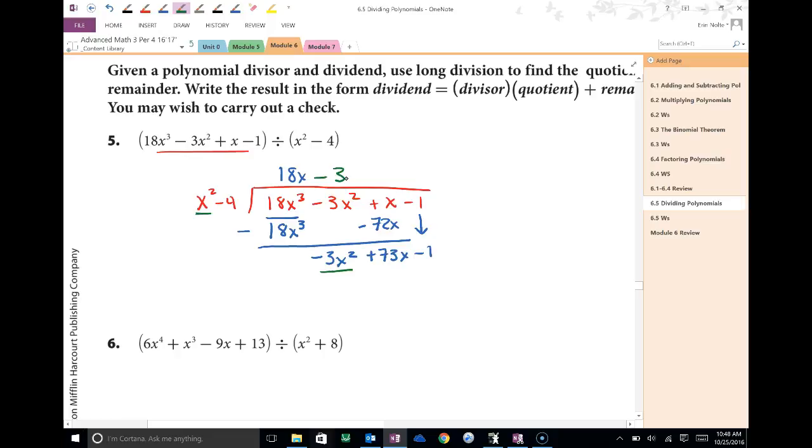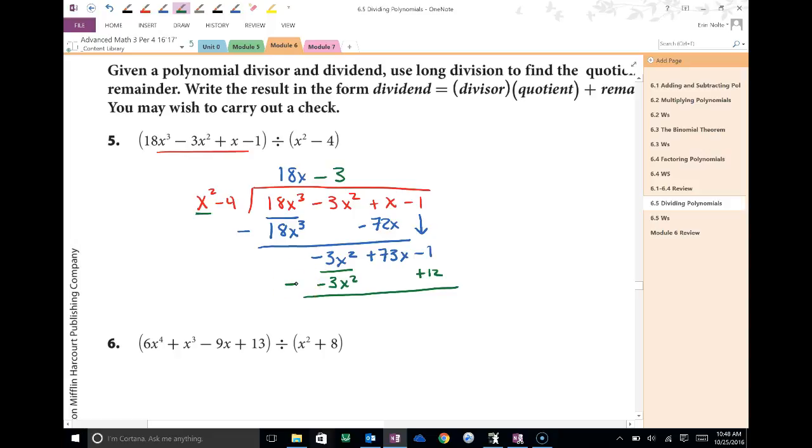Okay, so now I'm going to multiply negative 3 through. What's negative 3 times x squared? Negative 3x squared. What's negative 3 times negative 4? 12. And make sure you line your 12 up underneath the constant. And we're going to subtract.